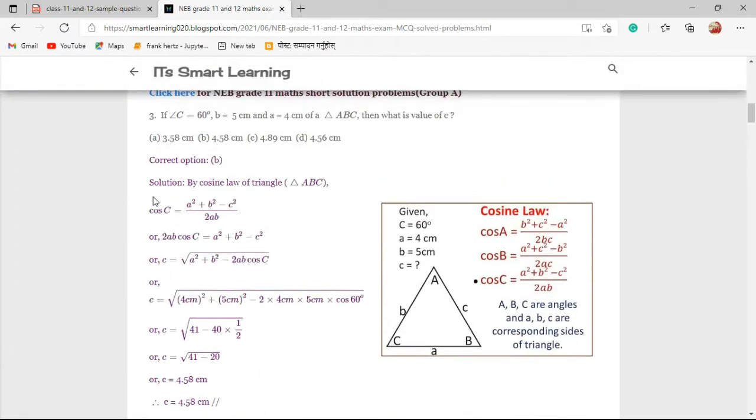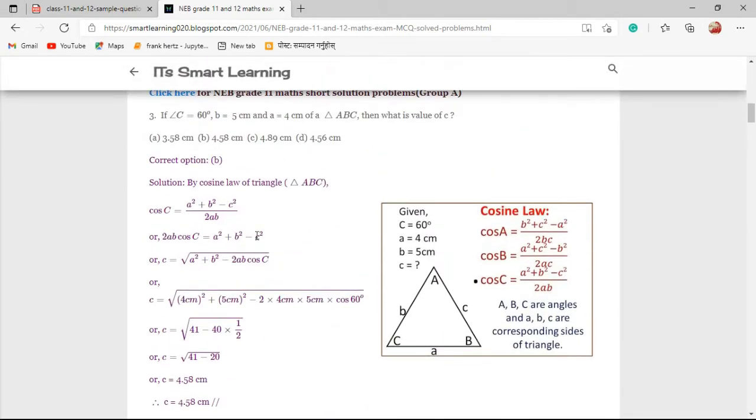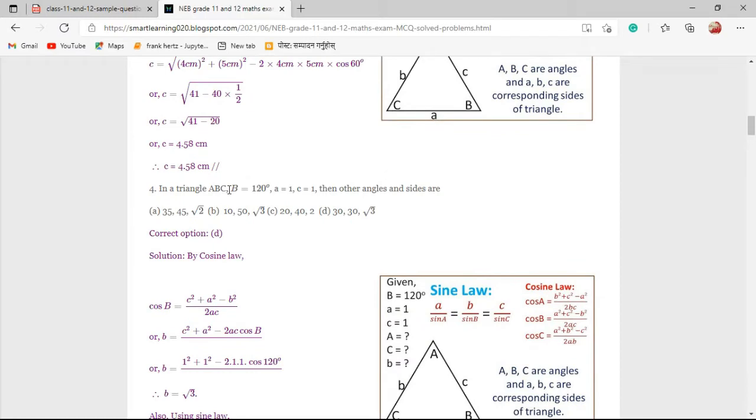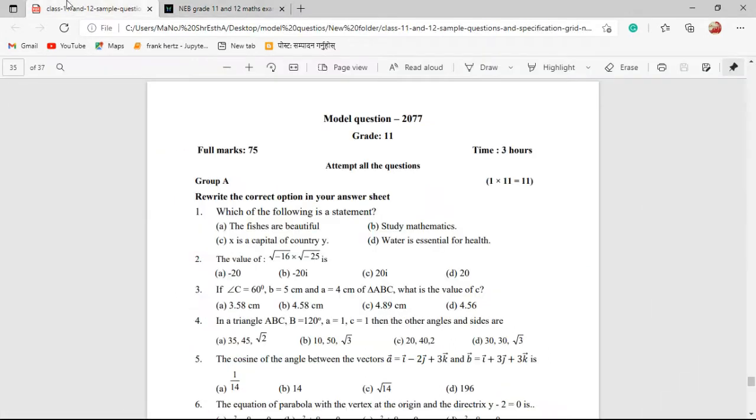The answer of this third question, question number 3, is 4.58. This means option B is correct. You can see it in detail on this site. Now we have to move on to question number 4.